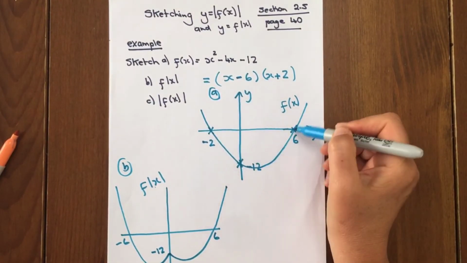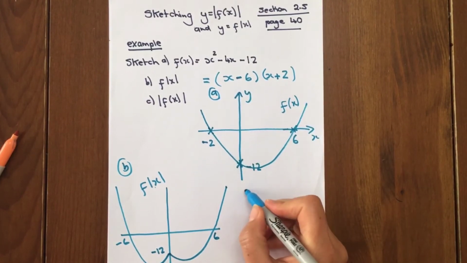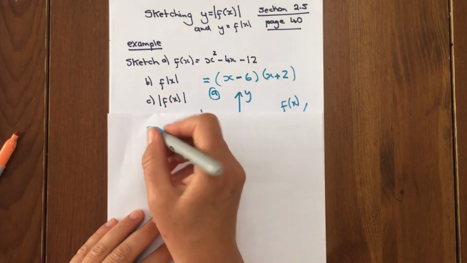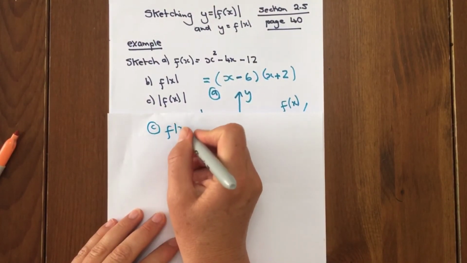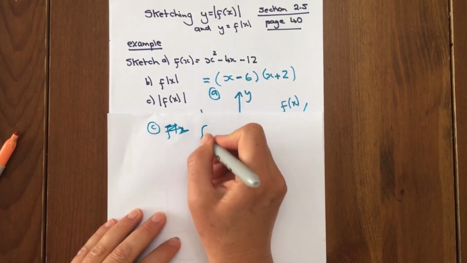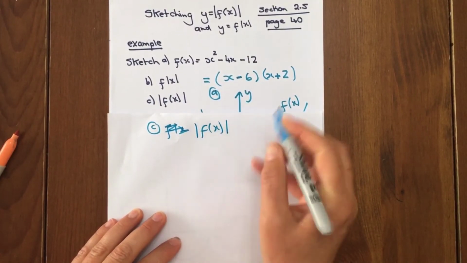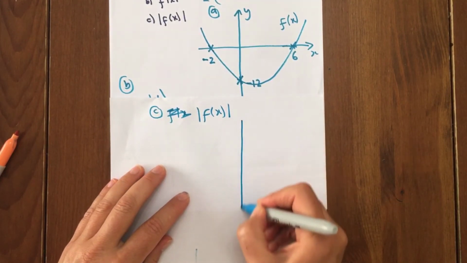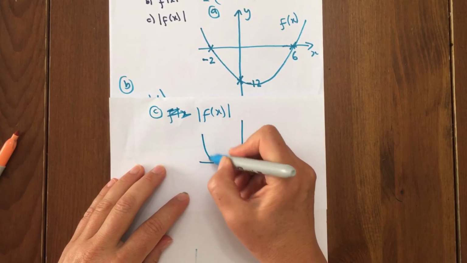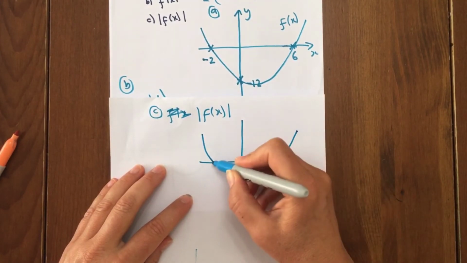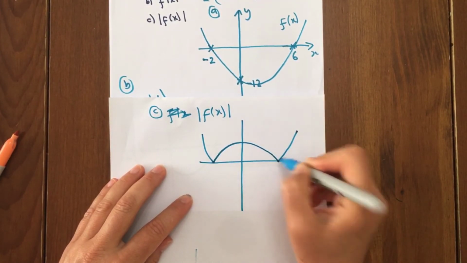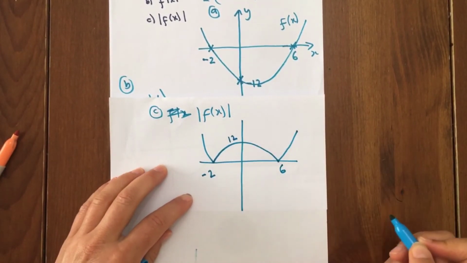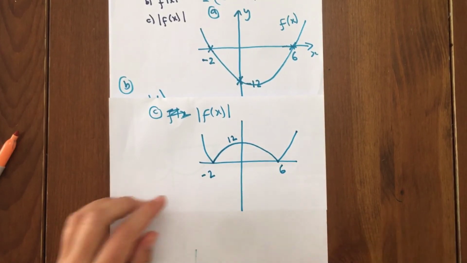So for part C, everything below the x-axis is going to flip. So I might just do that on another piece of paper. Okay, so for part C, the modulus of f of x. Everything above will stay the same, and then everything below will flip. So this will be 6, -2, and 12.